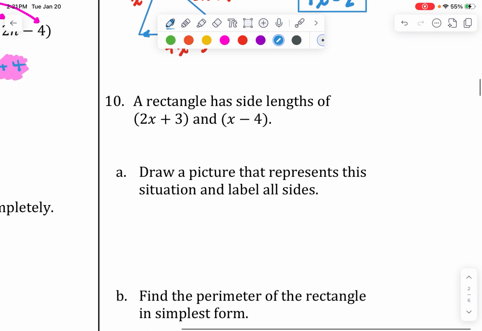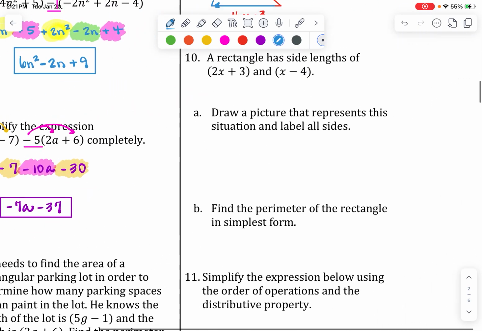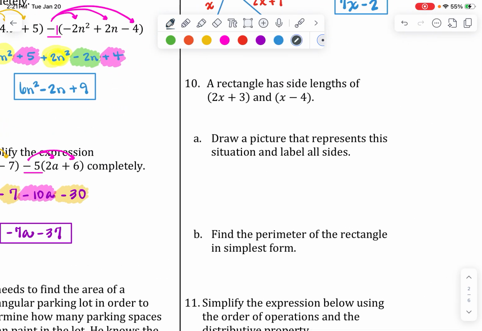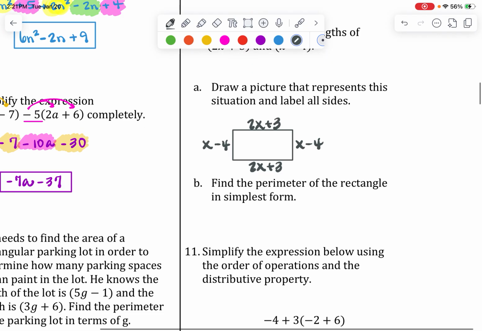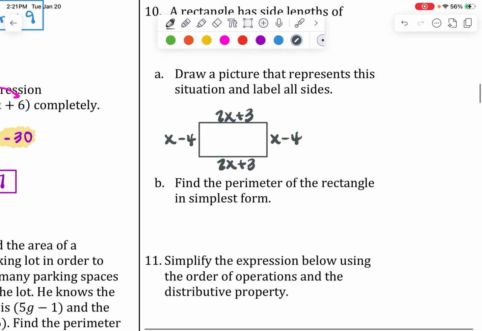All right, number 10 is exactly like number 8, so I'm going to go through this one really quickly. It says draw the picture. All right. Side lengths, 2x plus 3, and of course the opposite side would be the exact same. And then x minus 4, same on the other side. So find a perimeter expression.